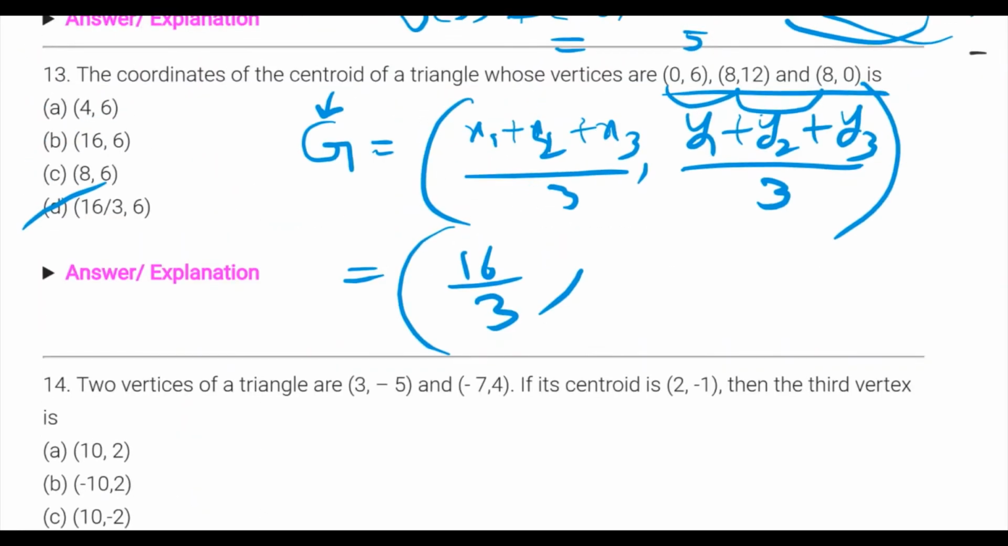You can find the y coordinate. 6 plus 12 is 18. 18 by 3 is 6.